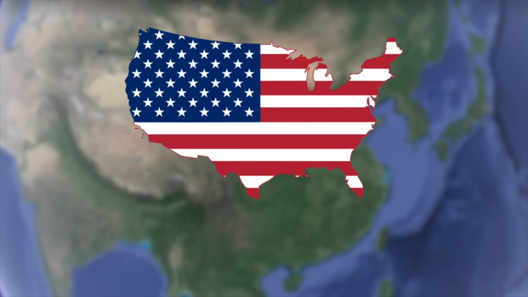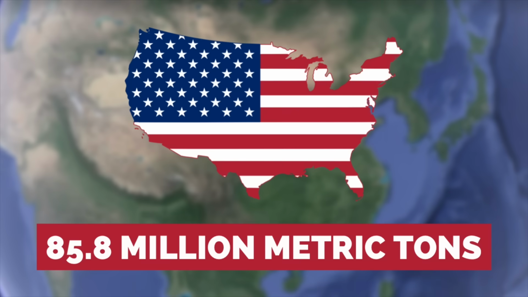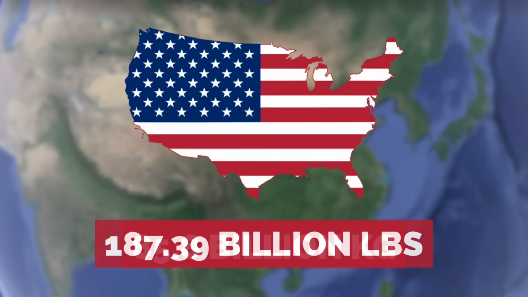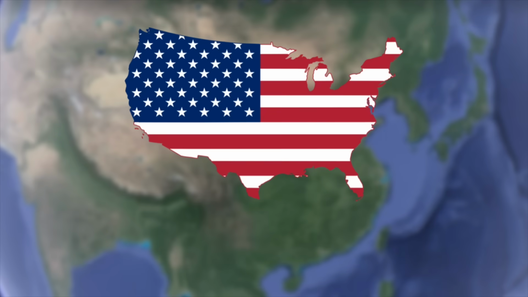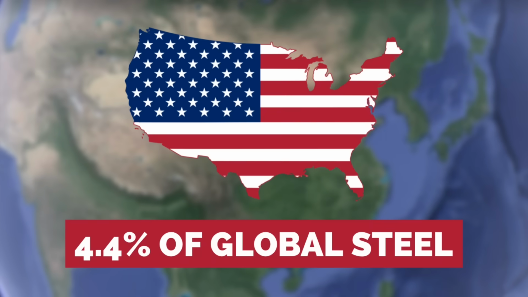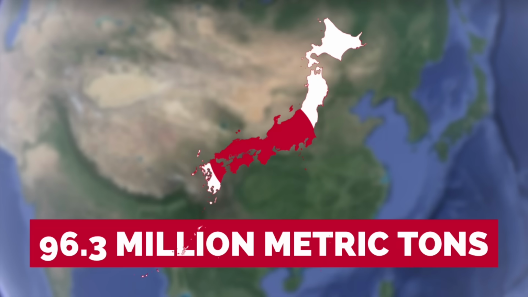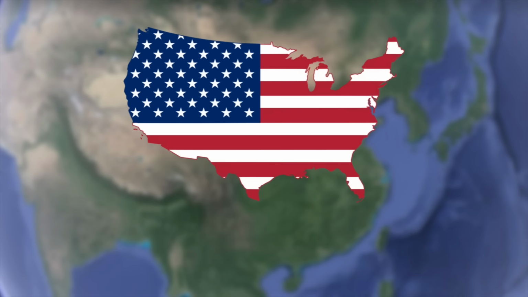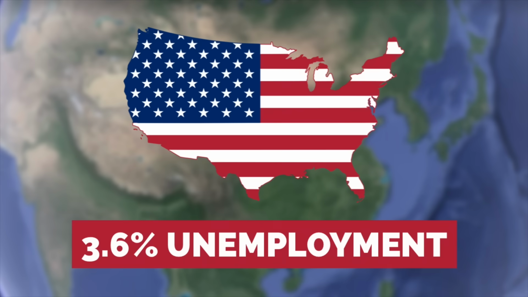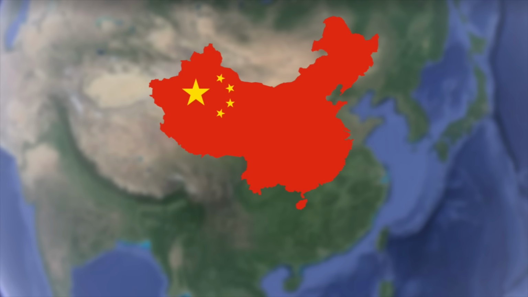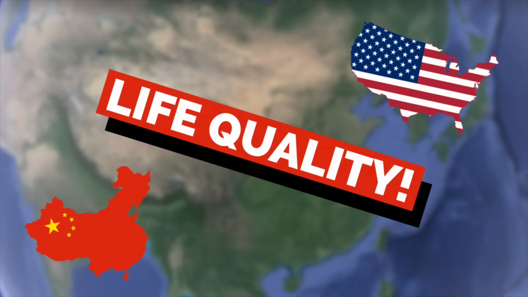The United States produces far less each year at around 85.8 million metric tons, which is equal to around 85.8 billion kilograms and over 187 billion pounds, meaning that the US accounts for only around 4.4% of global steel production, and is the world's 4th largest producer of steel, sitting behind Japan but producing more than Russia. The United States has a surprisingly low unemployment rate, sitting at around 3.6%. China, by comparison, has a much higher unemployment rate at about 6.1%.